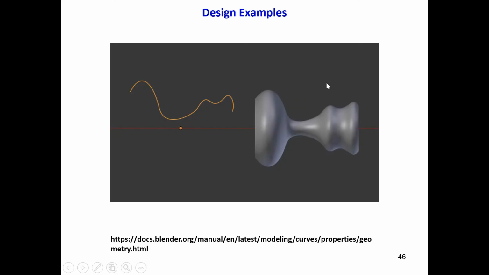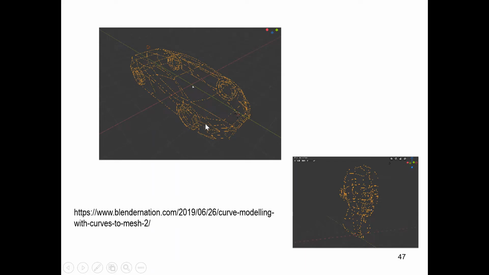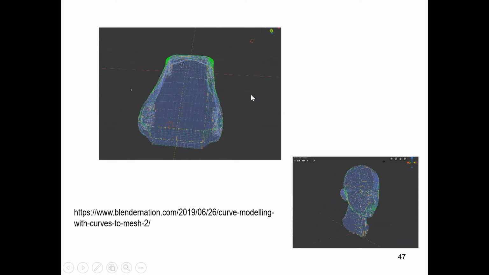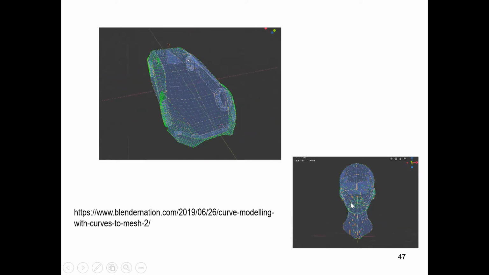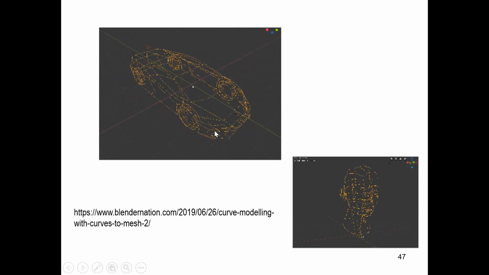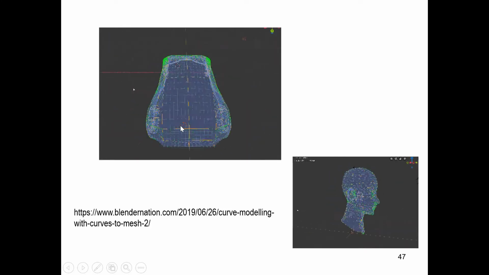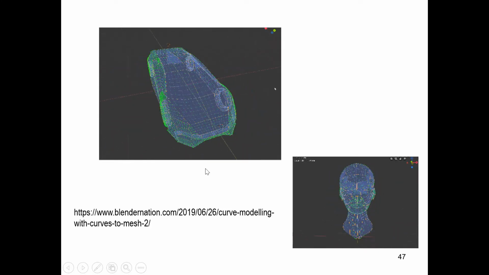So here's the first example. Here you can see the curves. With this curve we have modeled a cup in Blender, or it is called the chalice. And here we can see, using curves, we have designed a car model outlined and a face. So this is another example from Blender. This is a curve to mesh technology.